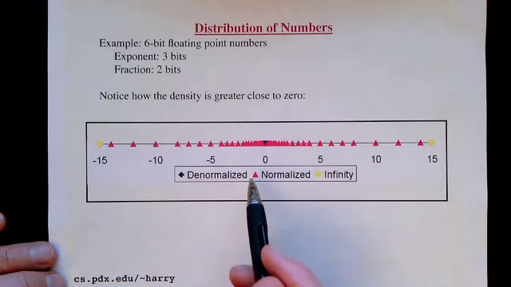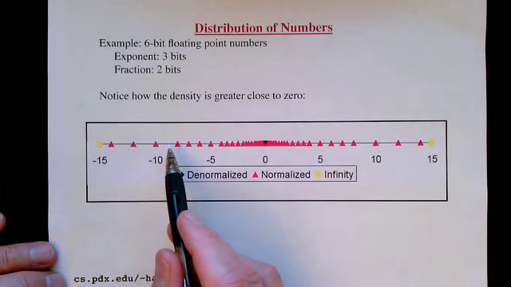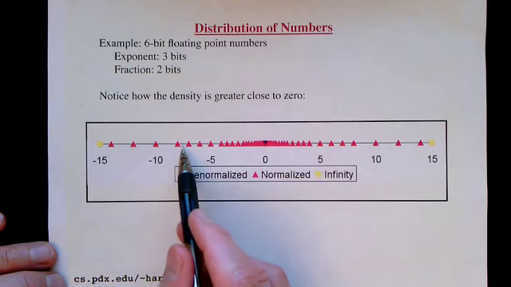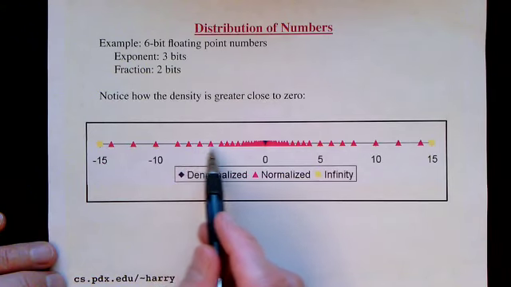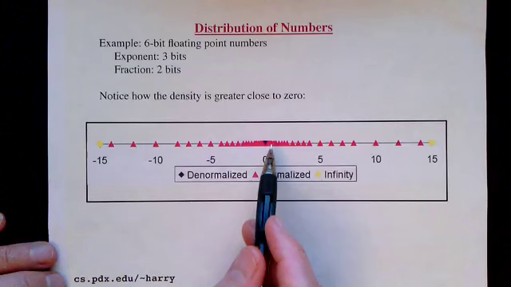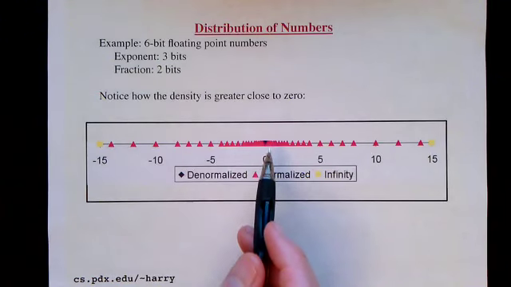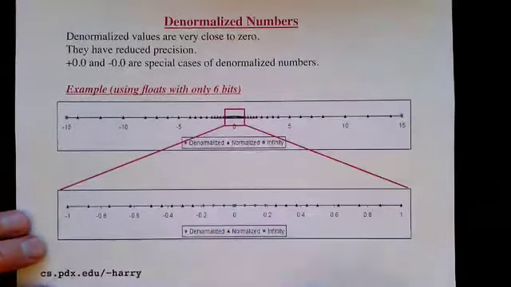The red triangles represent the normalized numbers. Notice that they're spread out, and then they get closer and closer around 0. The denormalized numbers are all really close to 0, and we can't see those in this particular diagram. But if we look at the next diagram, we can see how the denormalized numbers work.